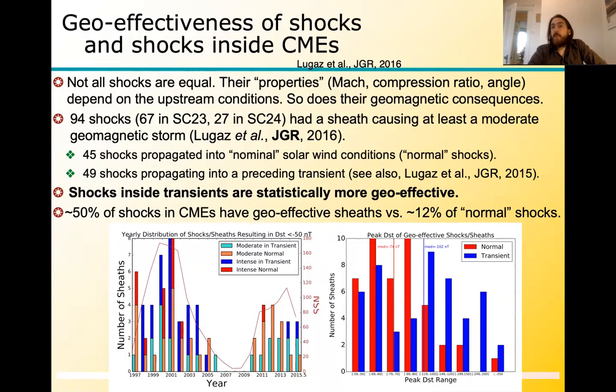What we found is that there were 94 shocks and sheaths which were able to create these conditions over 20 years, from solar cycle 23 to pretty much the max of 24. Looking in more detail, we found that about half of these shocks are actually shocks propagating through a previous coronal mass ejection, whereas about the other half are propagating through typical conditions, what I call normal shocks.